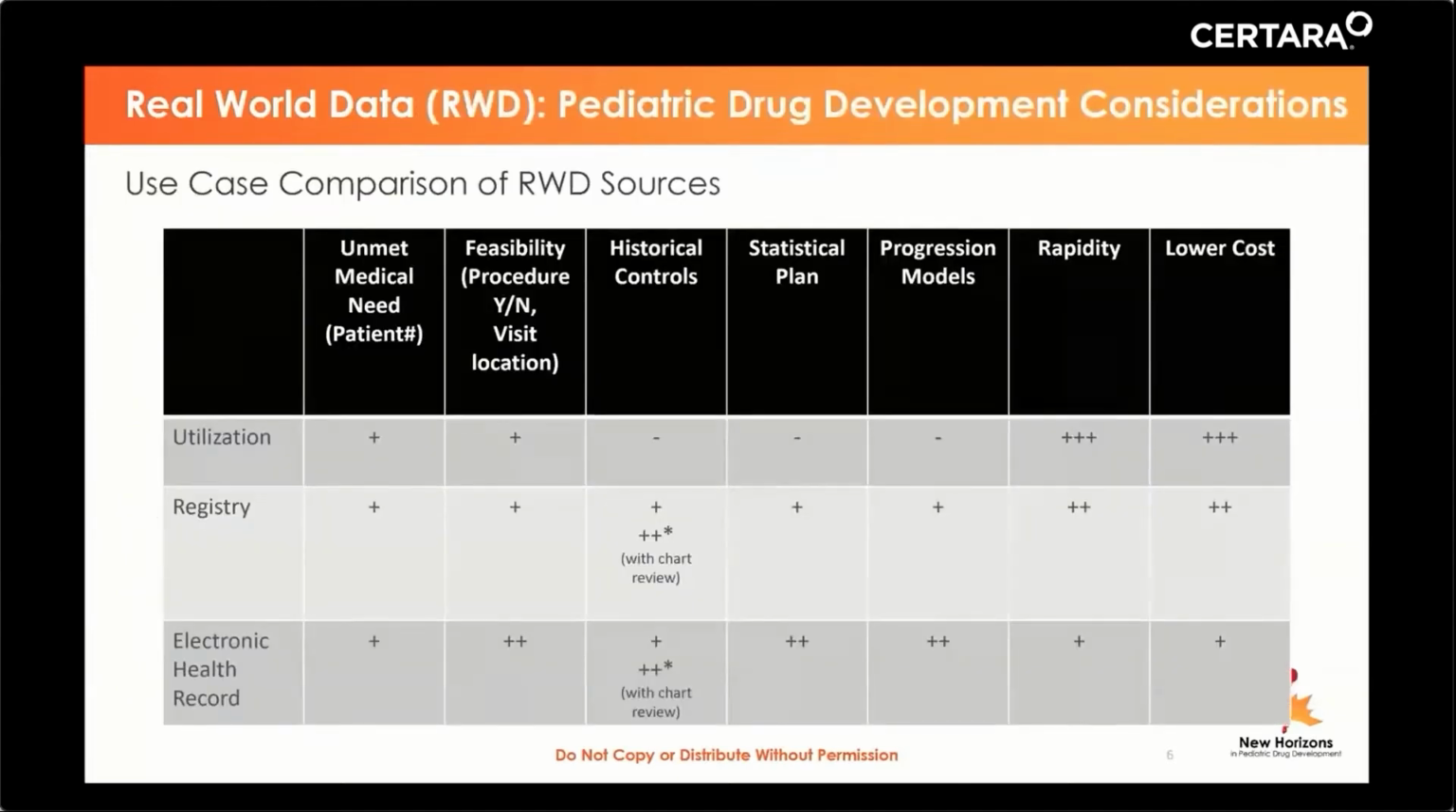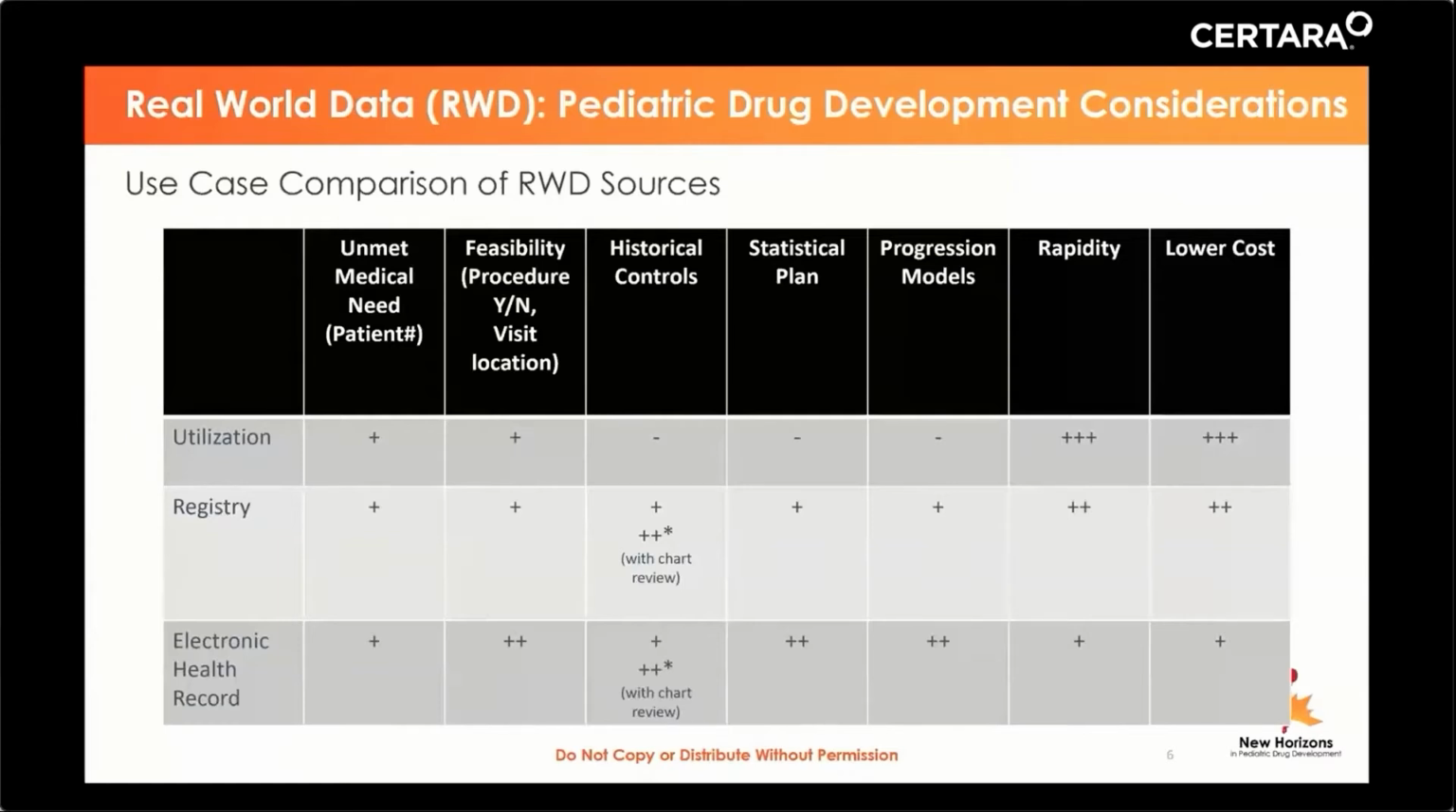Now, if you look at this chart, what I've tried to do is look at use case comparisons of the different data sets and help you understand how you would use them or what things you might use them for. The pluses really represent the basal level, and as you go up in pluses, it implies increased ability to do something. So if you look at defining unmet medical need, for example, for a regulatory submission, or deciding if you wanted to explore a study in a population, of course, utilization, registry and EHR are pretty equivalent.